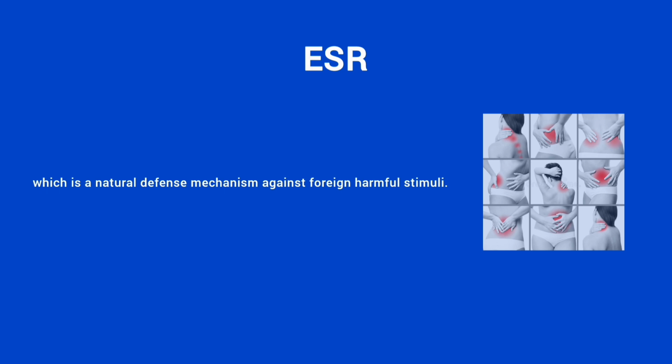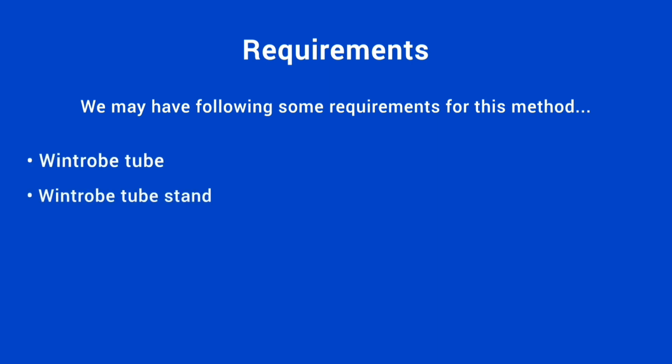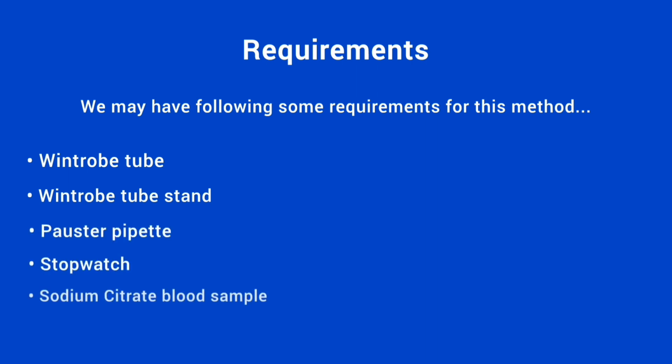Estimation of ESR is usually done through the Westergren tube method and the Wintrobe tube method. Here we will discuss the Wintrobe method. We have the following requirements for this method, which include a Wintrobe tube stand, Pasteur pipette, stopwatch and sodium citrate blood sample.